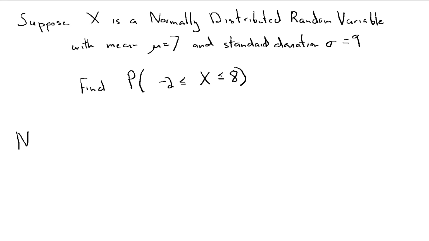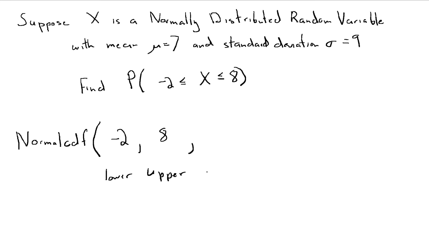You will use the NormCDF option on your calculator. This option needs 4 numbers. The first is the lower number. That's going to be the -2. Then it's the upper number. That's going to be the 8.